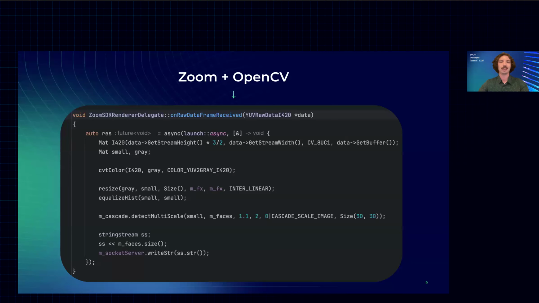First, we wrap everything in an asynchronous function so we don't impact performance. Then we're just converting our YUV image to grayscale, scaling it down, equalizing the histogram, and then detecting faces. We can then write over a Unix domain socket to let our Node.js server know that we found objects or that we didn't.